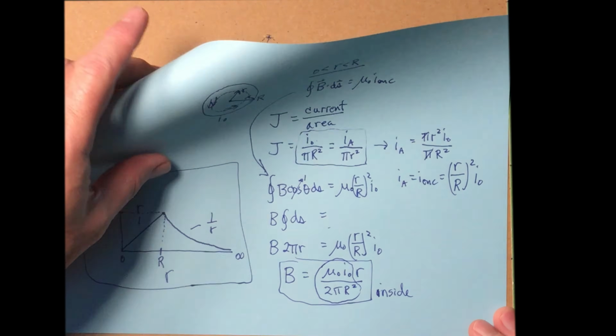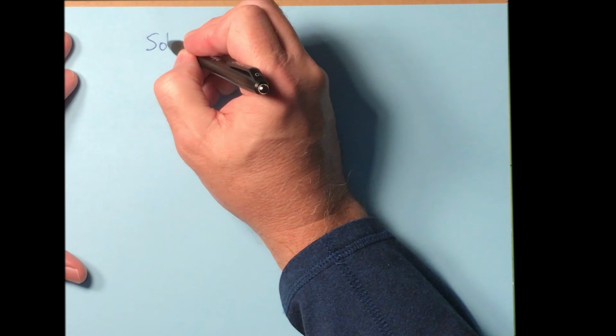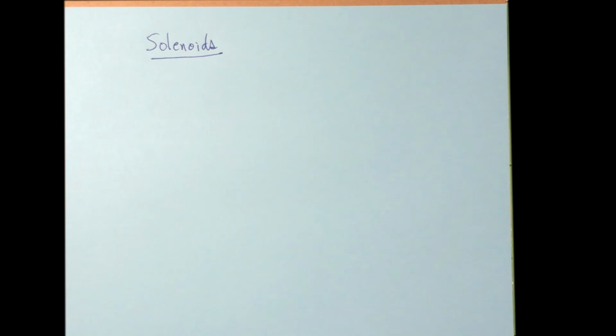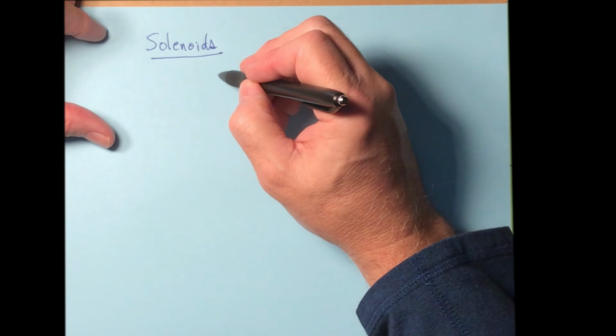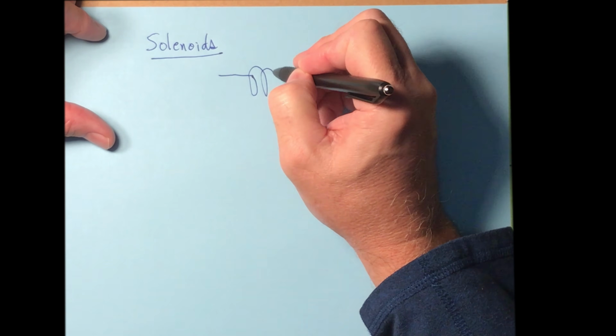That's about all I want to talk about regarding Ampere's law. Let's now take that information and let's talk about solenoids. A solenoid is just a coiled up loop of wire that carries a current. You can think of it as a slinky.